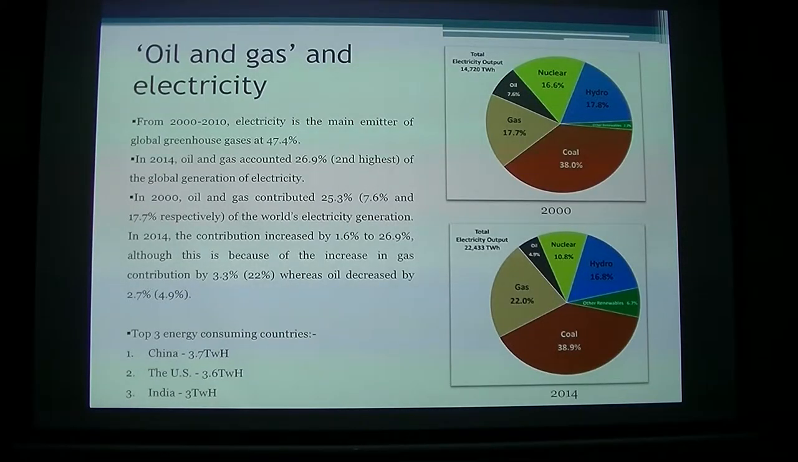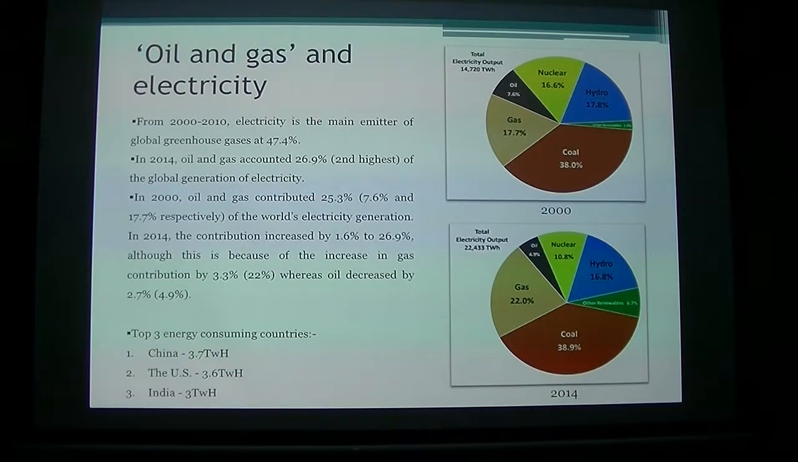The other day we had a lecture from a professor's class saying that electricity is the main emitter of global greenhouse gases, meaning it is relevant since we are mostly using electricity. To explain more, the use of oil and gas has increased from the year 2000 to 2014, from 25.3% of the total consumption to 26.9%.